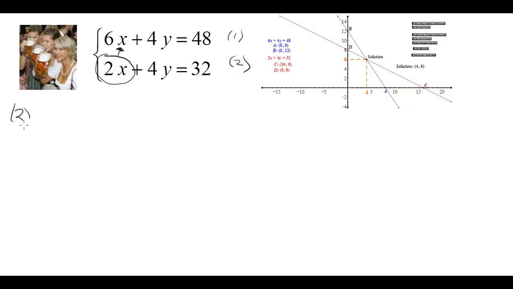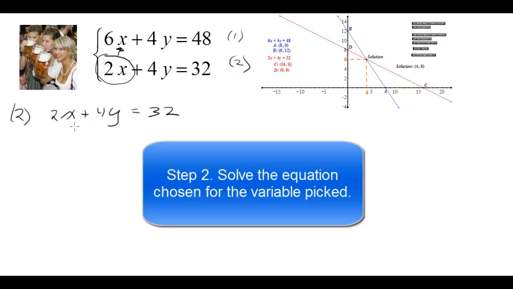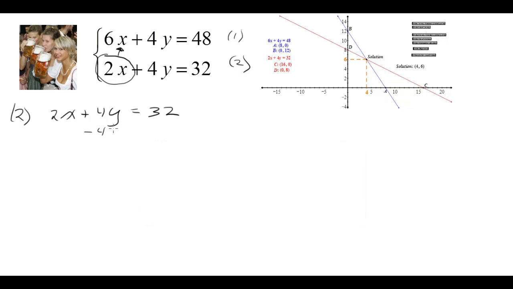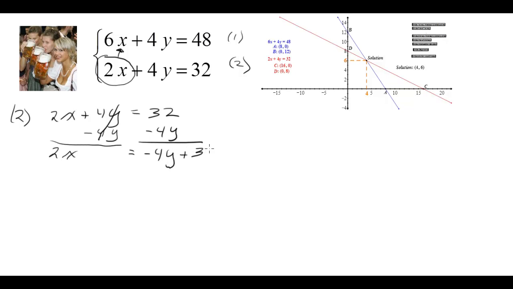So let me copy equation 2. Equation 2 is 2x plus 4y equals 32. Since my objective is to substitute, I want to solve this equation in terms of x. In other words, I want x on the left-hand side all by itself with a coefficient of 1, and everything else on the right-hand side. So let me move the 4y by subtracting 4y from both sides. This leaves me with 2x, that's 0, so that goes away, equals minus 4y plus 32.